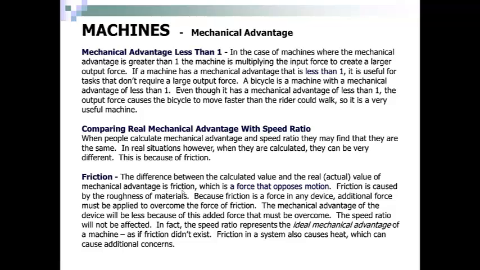Because friction is a force in any device, additional force must be applied to overcome the force of friction. The mechanical advantage of the device will be less because of this added force that must be overcome. The speed ratio will not be affected. In fact, the speed ratio represents the ideal mechanical advantage of a machine, as if friction doesn't exist. Friction in a system also causes heat, which can cause additional concerns.